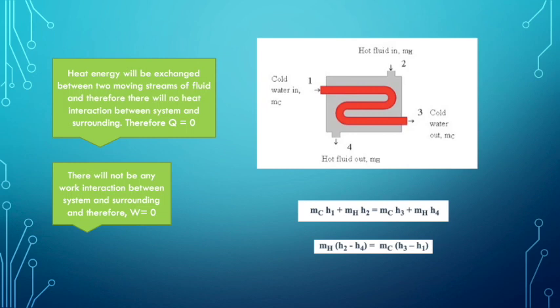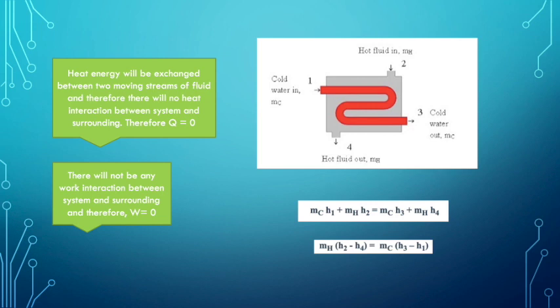In this slide, we will study the steady flow energy equation for a heat exchanger. During energy analysis of a heat exchanger, we usually neglect the change in kinetic energy and also the change in potential energy, because these will be negligible for each fluid stream, and therefore we will neglect them when writing the steady flow energy equation for a heat exchanger.